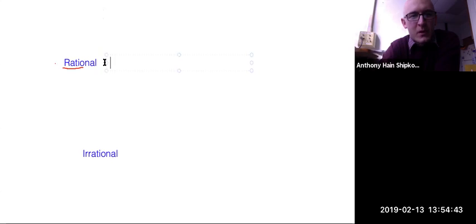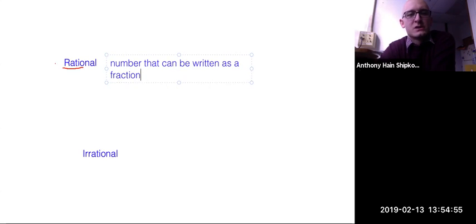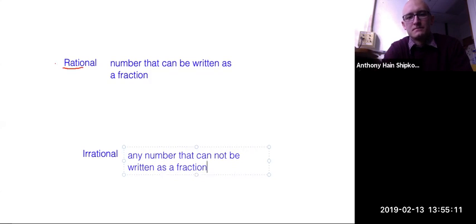Okay, so what I want you guys to remember for the rest of this lesson is a rational number is a number that can be written as a fraction. If you can write any number as a fraction, it's automatically rational. Irrational, on the other hand, is any number that cannot be written as a fraction. We'll talk about the two types. Actually, it's technically one that cannot be written as a fraction later.